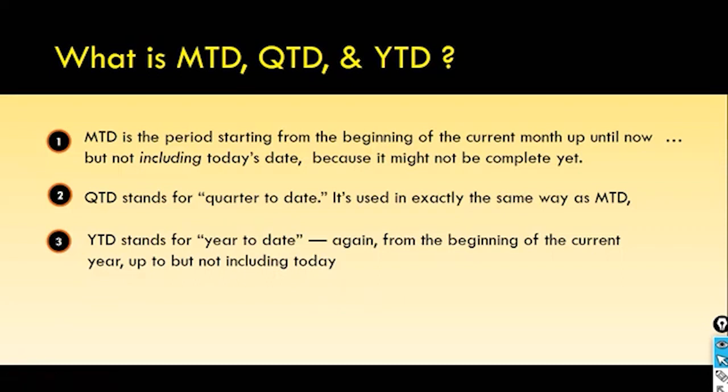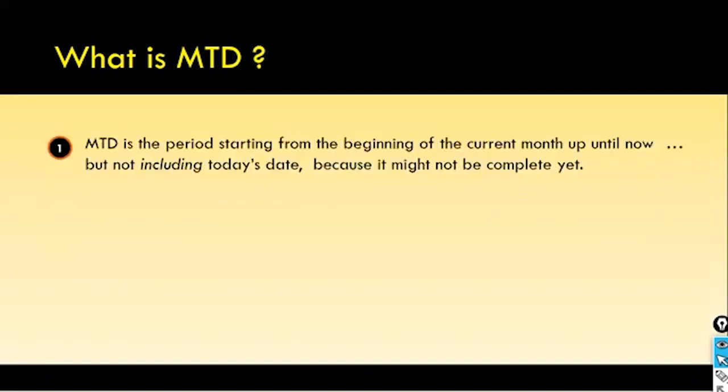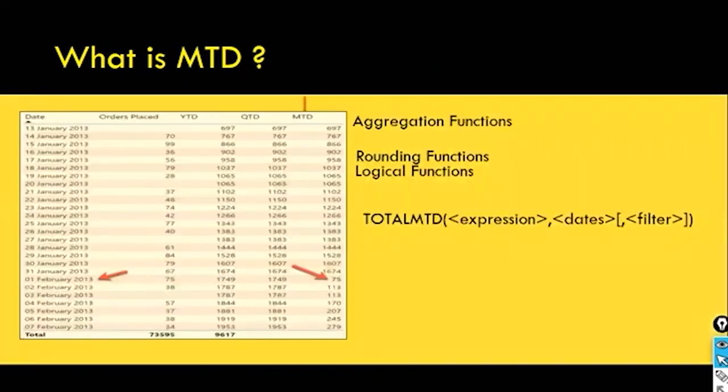Very simple, isn't it? If I ask you on December 11th what the month to date sales is, it is December 1st to December 10th. That is what is called month to date. Once you understand month to date, the rest are very simple. The quarter to date and year to date concepts are very simple. Let me show you with this data how month to date works.